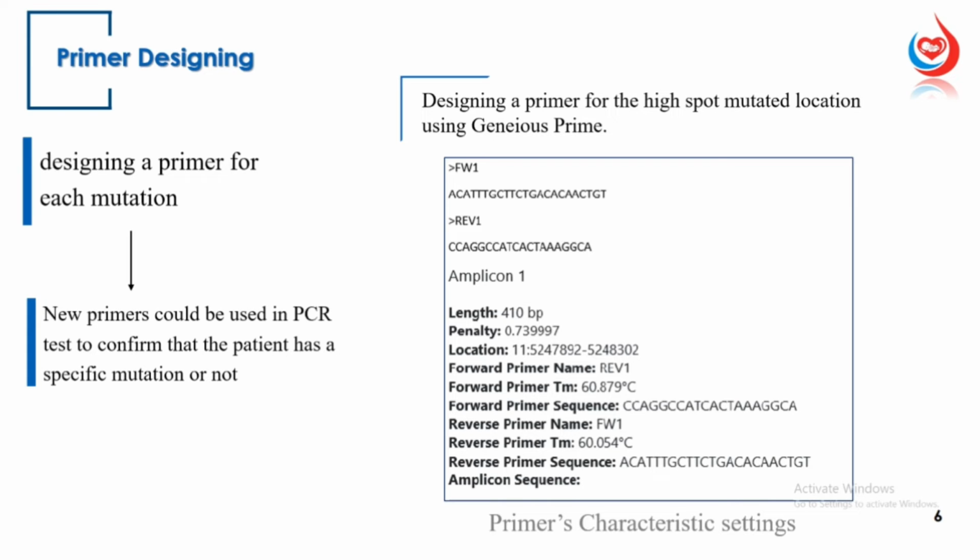Geneious Prime is used, and here are the main characteristics of this primer. As we see, the length of the target DNA fragment is 410 base pairs, and the lengths of the forward and reverse primers are both 20 base pairs with a binding temperature of approximately 60 Celsius.